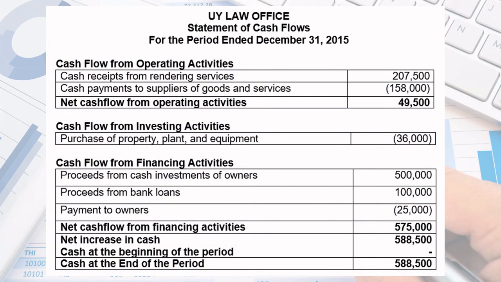Finally, the completed statement of cash flows for UI Law Office. Yan yung ginawa natin kanina. So, ang cash at the end of the period is 558,500. Dapat, pareho lang yan sa ending balance sa inyong cash ledger. Kapag mali, naku, mali na naman ang ballpen. I-recheck ninyo yung inyong ginawa at baka may something wrong along the way.